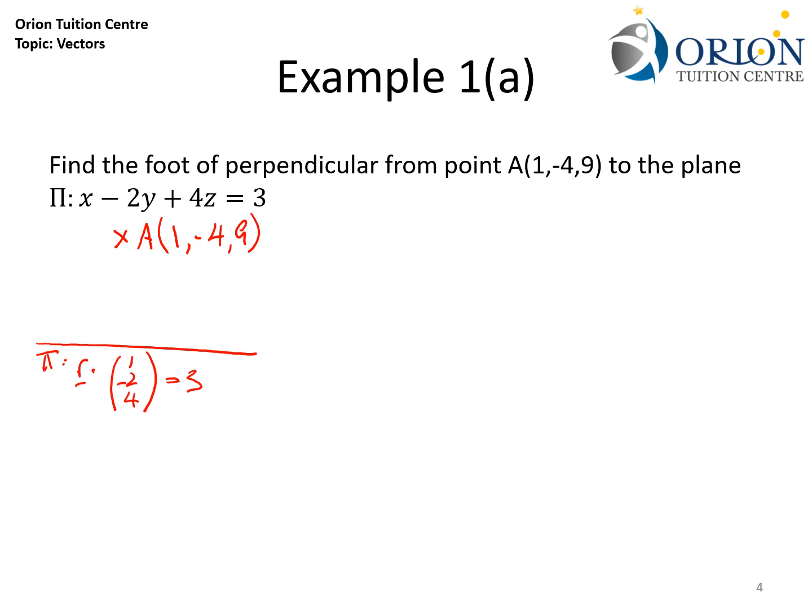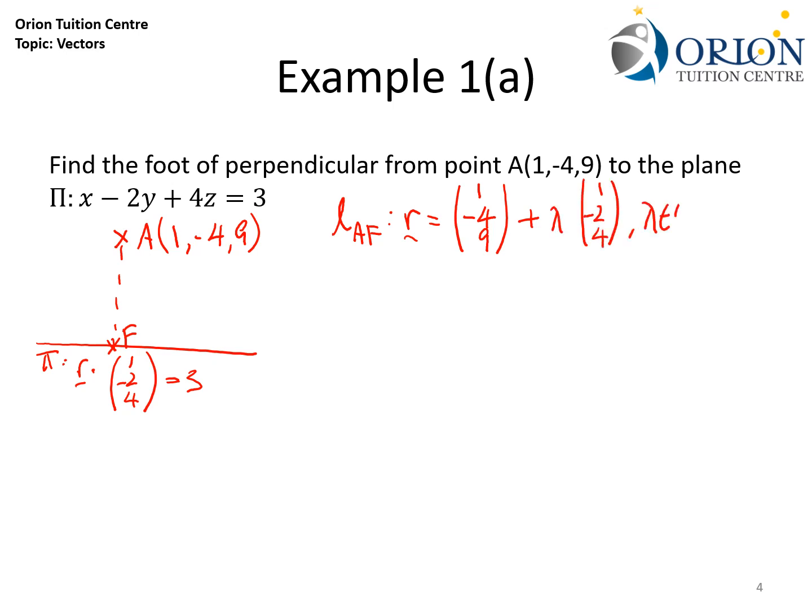So with this, what I want to find is the point F, and recall that in order for us to find point F, we need to first form the equation of the line AF, which will be r equals (1, -4, 9) plus lambda (1, -2, 4), and lambda is a real number. And based on this, I can say that OF will be equal to (1 + lambda, -4 - 2 lambda, 9 + 4 lambda).